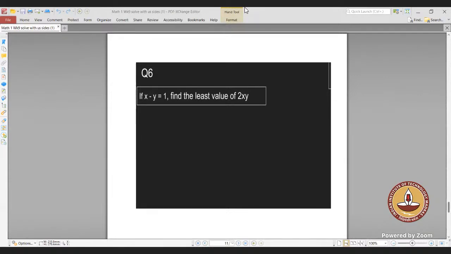So this is the answer to this question. Minus 0.5 is the correct answer. Just a minute. We'll just solve this question now.